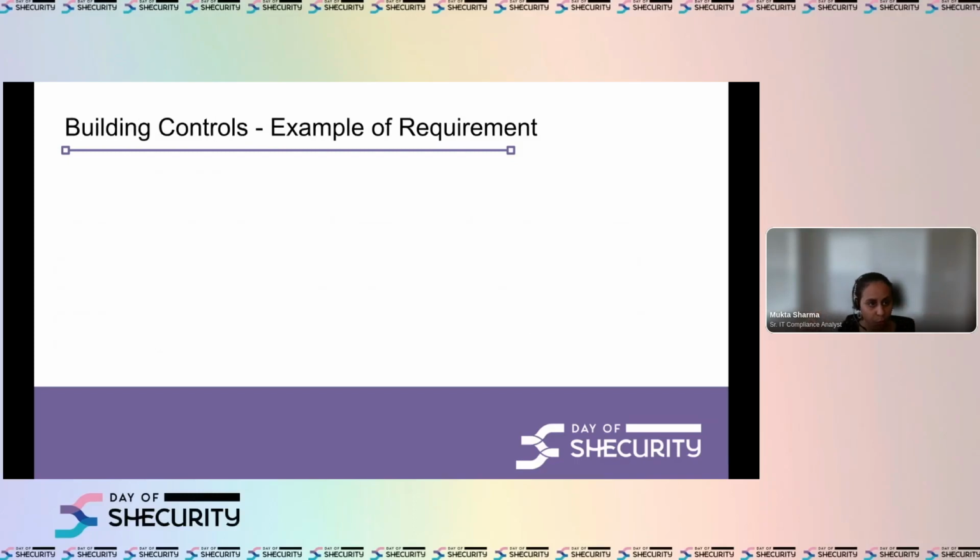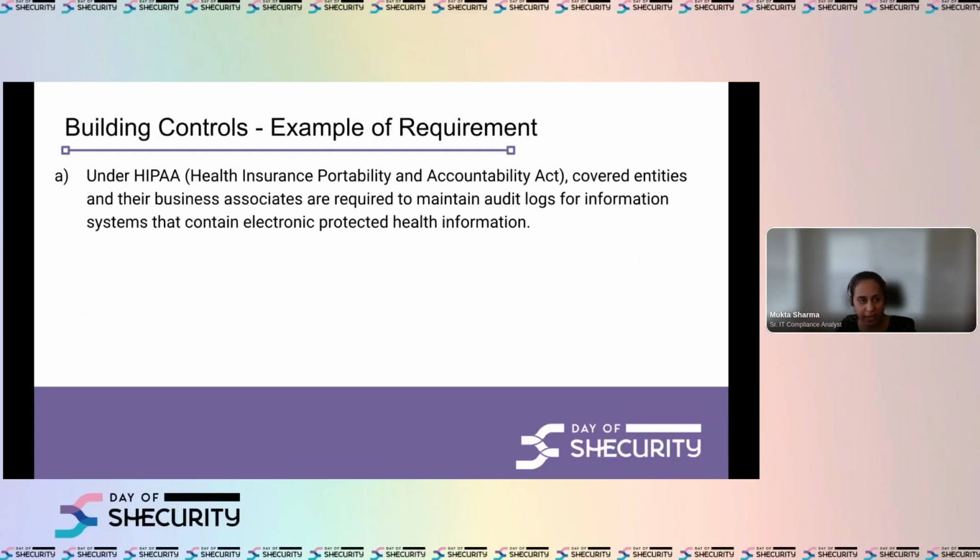The way I go about it is I take one sentence until the last sentence ends with a period. So I took the first three lines, tried to make sense of it, and developed a control on it, which is: organization logs critical information system activity. Because we are considering that we are doing this for a healthcare organization.